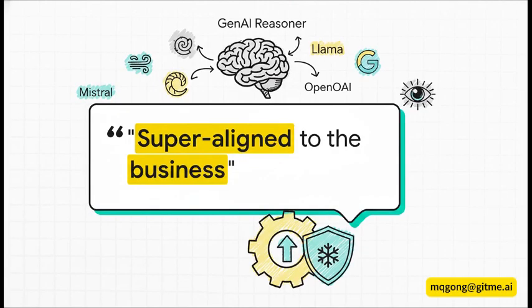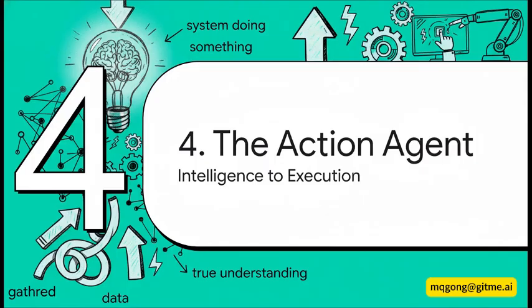Sitting right on top of that understanding is the GenAI reasoner. This layer's job is to make sure that any action taken by these powerful models from Mistral, Llama, Google, or OpenAI is, as the source material puts it, super aligned to the business. And that is absolutely critical. It maintains control and makes sure the AI's behavior always fits your company's unique values and strategic goals. So we've gathered all the data and we've created a genuine understanding. Now, let's go all the way to the top and see how this entire system actually, well, does something.